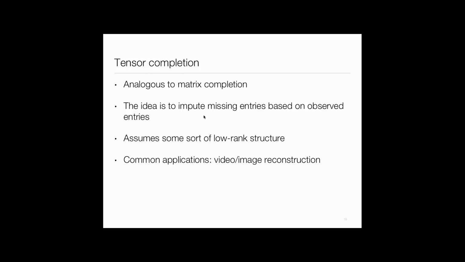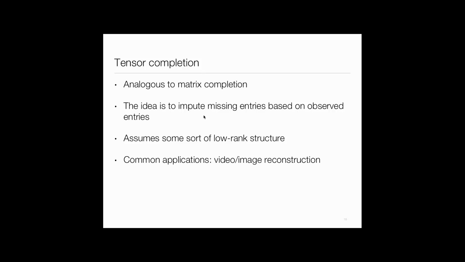So this is analogous to matrix completion, if you've ever heard of that. A kind of famous version of matrix completion is the Netflix problem, where you had different users and movies, and you had some entries of that matrix filled in, identifying which users liked which movies, and then the problem was to complete the matrix in order to predict what other movies each user would like. And so this is a similar idea, except in higher dimensions. And so the idea is to impute missing entries based on the observed entries.